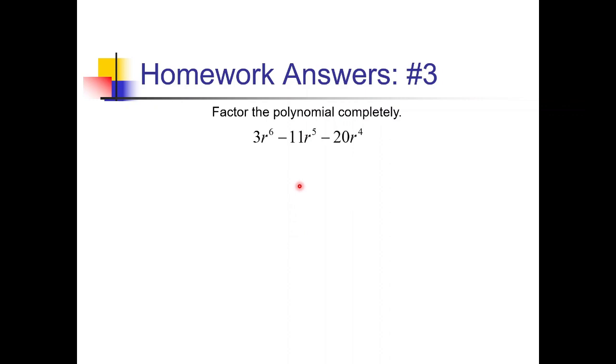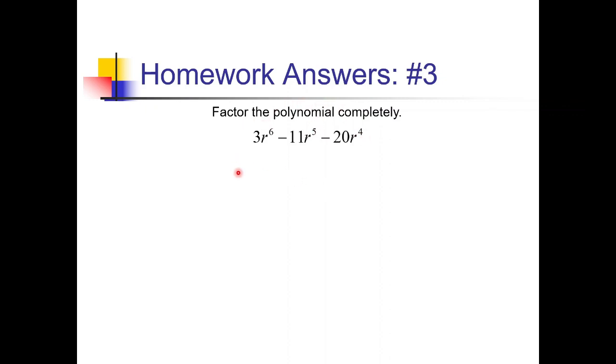For this problem, as always, we are going to see if we can take out a common factor before we do anything else. So 3, 11, and 20, there's no common factors with those numbers other than 1. But for the exponents, we have an r to the fourth power. That's the lowest exponent, so I can take that out of all of the terms.